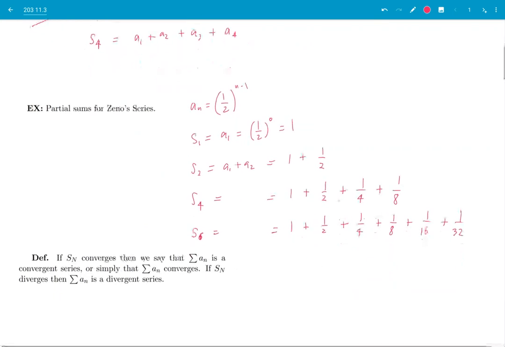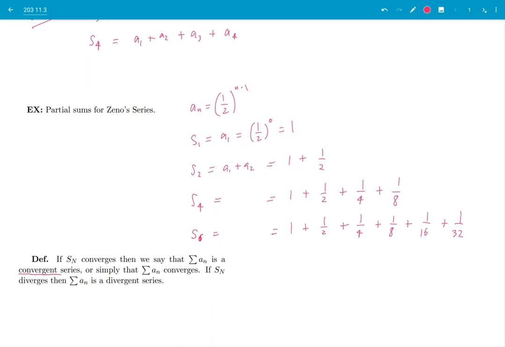Okay, now we're ready to talk about convergence. So, pause and copy this definition. It's a very important one. Okay, so we're talking about what it means to be a convergent series. To be a convergent series, we're going to look at this sequence here, a sequence of partial sums. That's equal to a sequence like S1, S2, S3, S4, and so on.